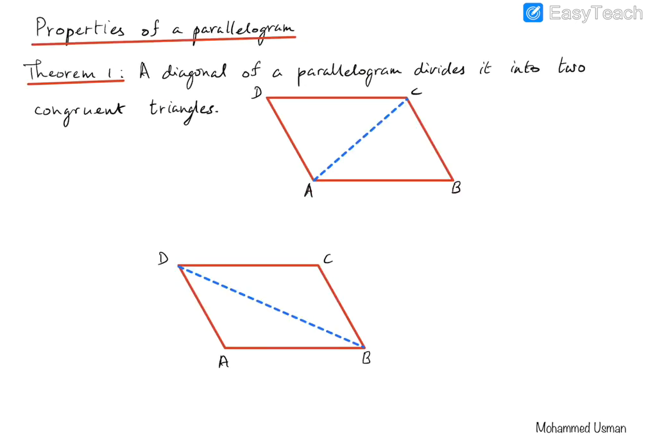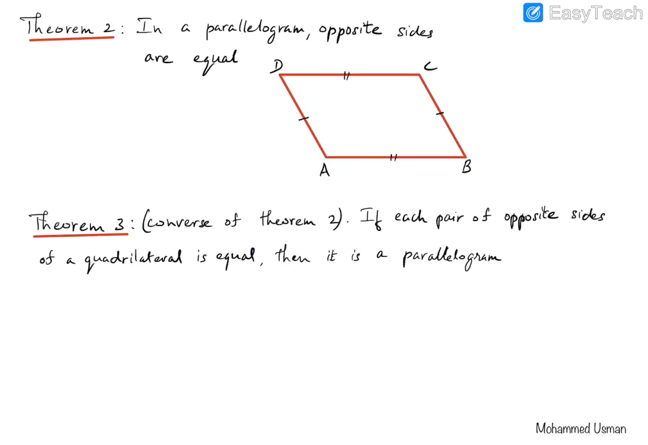The first property of the parallelogram that we saw earlier is that the diagonal of the parallelogram divides it into two congruent triangles. So when you make a diagonal, the diagonal is dividing it into two congruent triangles. The next property we saw is that the opposite sides of a parallelogram are equal, and again we will use this idea in solving some of the problems that we will see today.